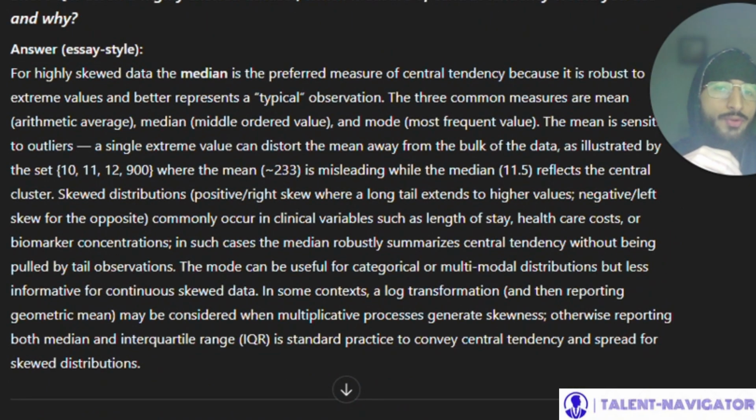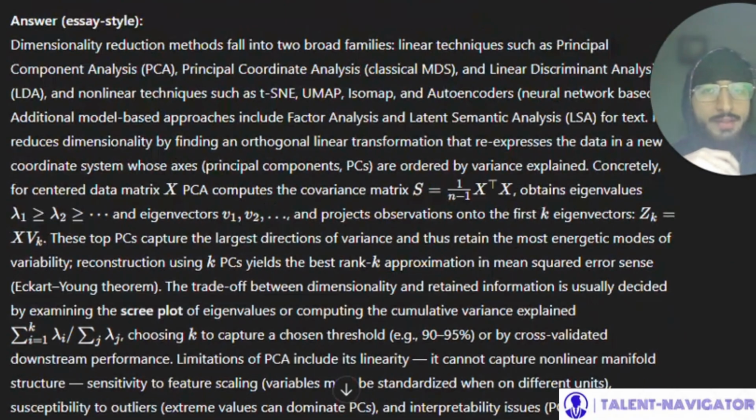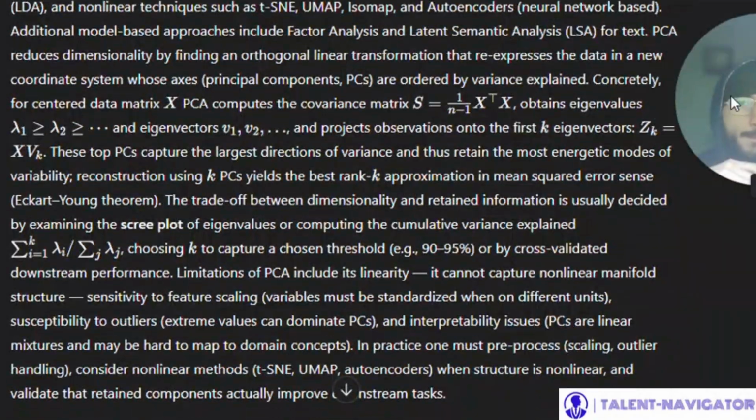I'm pausing this on the screen so you can pause and take a screenshot or read through it. This is the second question here, for Bayes' rule, and this is our first question. So that's it.